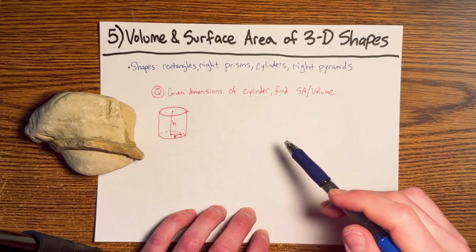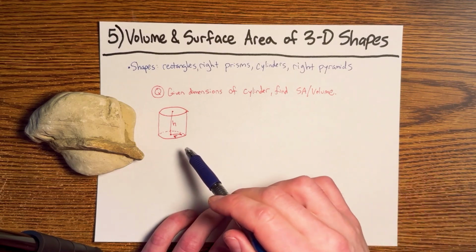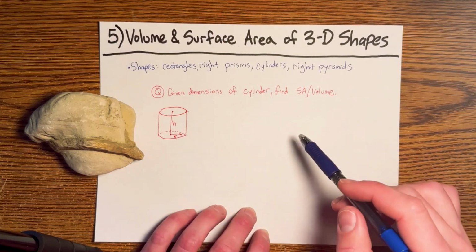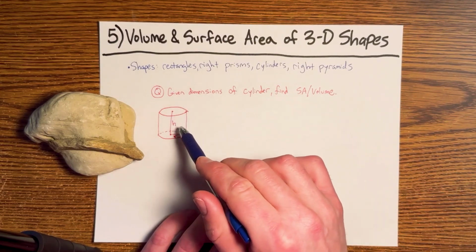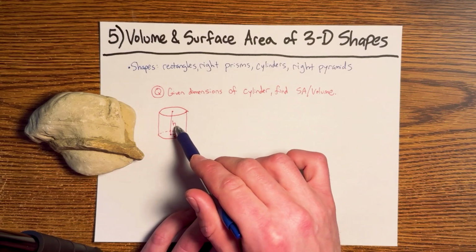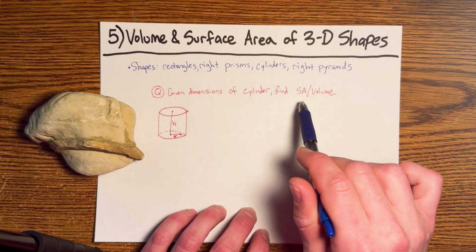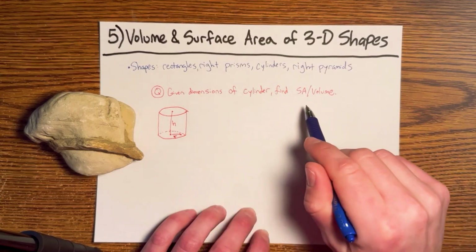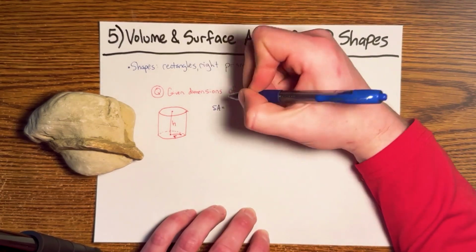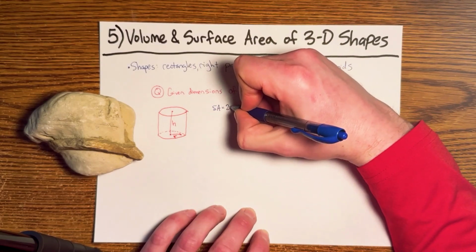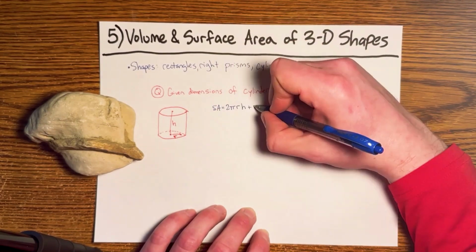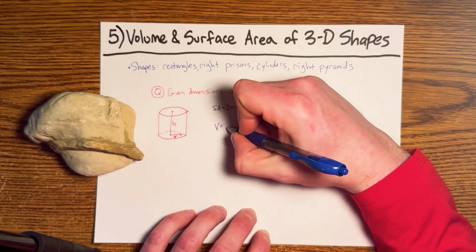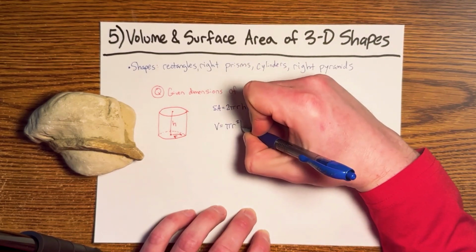You'll be provided with the formulas for finding the surface area and volume of these shapes. You'll just need to know to recognize which dimension gets plugged in where. So for instance, if you're given a cylinder and they tell you what the height and radius is, they may ask you to find the surface area or volume. And the surface area for a cylinder is going to be 2 pi r h plus 2 pi r squared. The volume for a cylinder is going to be pi r squared h.